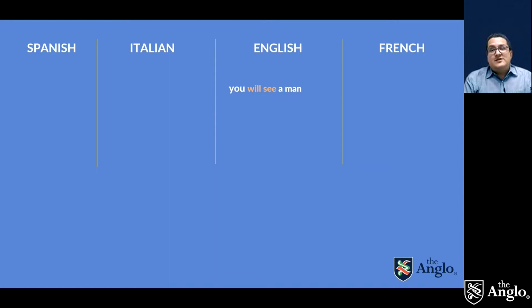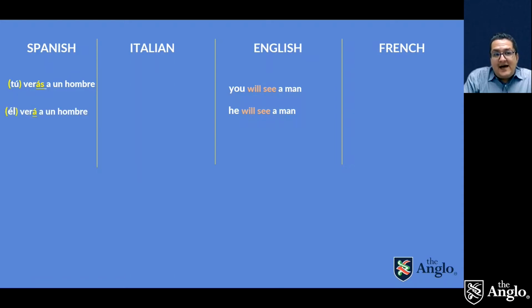So we are talking about subjects that we can hear. So we are going to start using examples from four languages: Spanish, Italian, English, and French. We're going to start with English because let's face it, it is the language that you are aiming at learning and that you are practicing likely every day. So we have here, you will see a man and he will see a man. Okay, two perfectly normal sentences. In Spanish, that same sentence would be verás a un hombre or verá a un hombre. Tú verás a un hombre or él verá a un hombre.